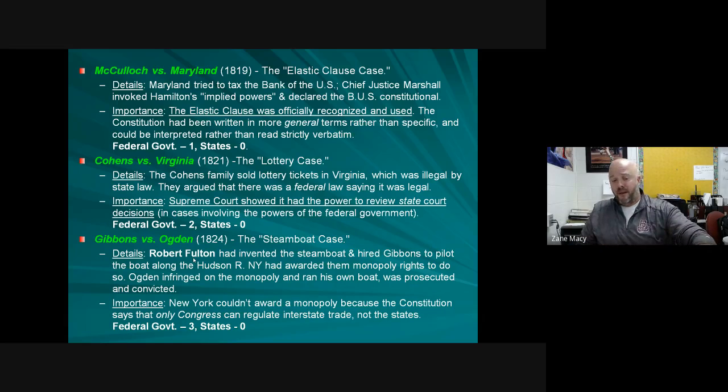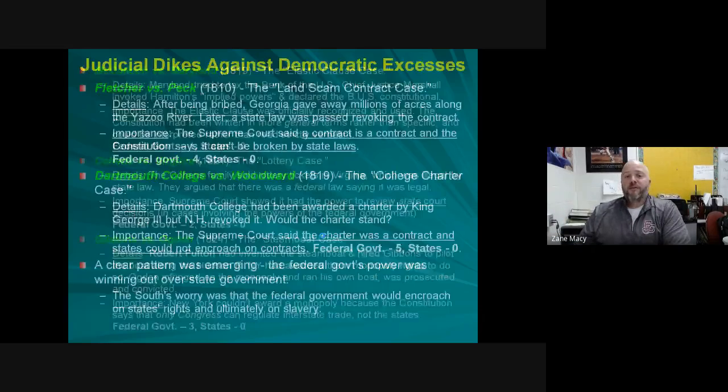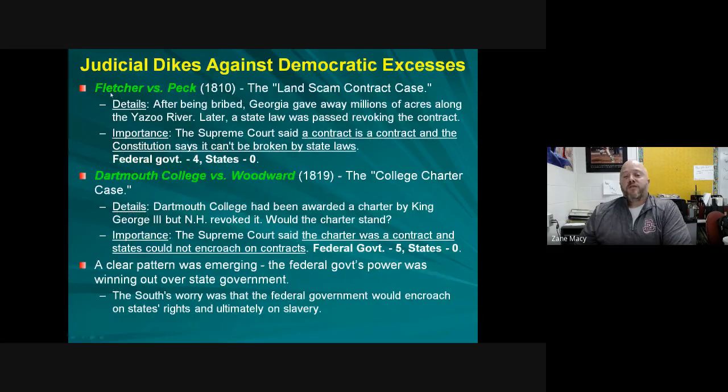Again, the lawsuit against Ogden where he was convicted, that would have been at a state level. When it gets appealed at the federal level, that's when they say New York didn't have the right to give Fulton a monopoly because the Hudson River touched more than one state. Congress is the only one that can regulate trade between states. Another win for federalism. Fletcher versus Peck, 1810, the land scam contract case.